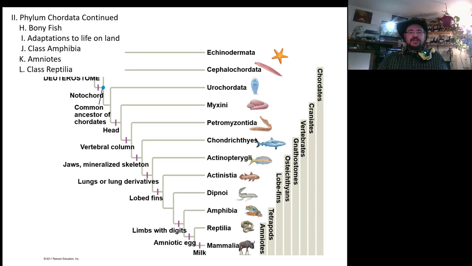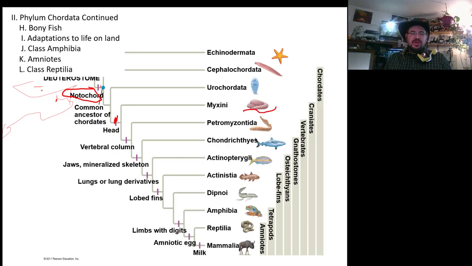Welcome to the Animal Diversity 5 lecture, in which we go over our vertebrates. So, looking at our deuterostome phylogeny here, we can see all the major features of the deuterostomes. The first thing we see is this notochord, right? A basal feature of the chordates. And then we have our common ancestor of the chordates. The head delineates the craniates from the previous chordates, cephalochordates and urochordates.